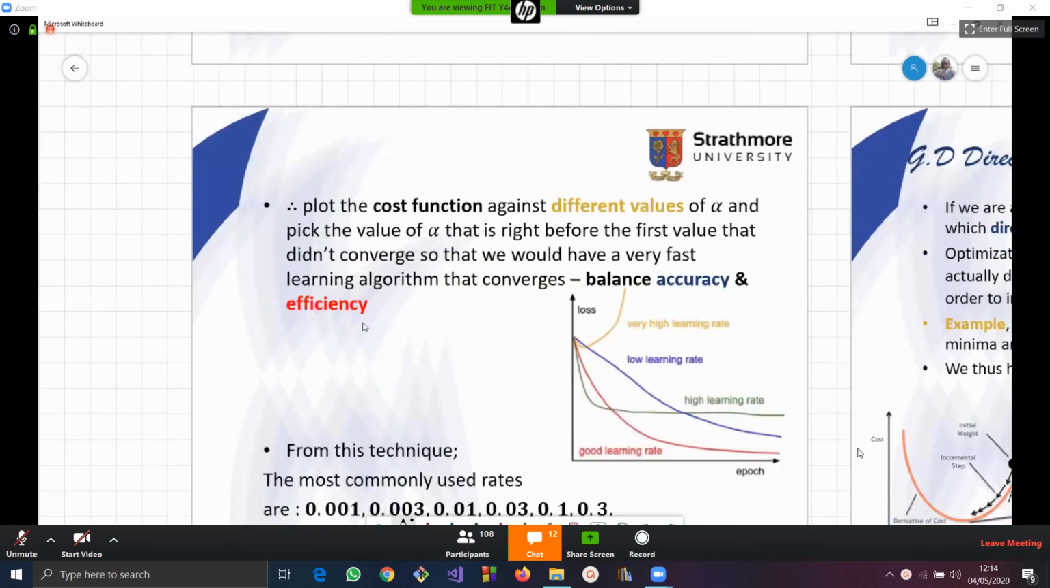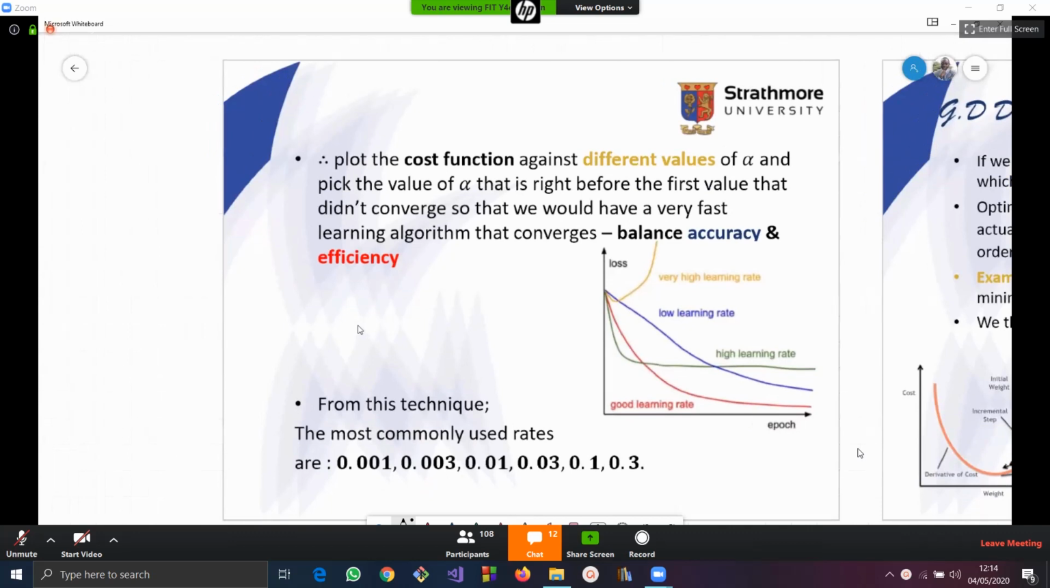Studies over time have come up with some commonly used learning rates, like these ones that we have here. But they're just common learning rates. They're not the best. Sometimes they work, sometimes they don't. Sometimes they just overshoot. If you have a very high learning rate, we are going to plot this one, by the way, it's just going to disappear.